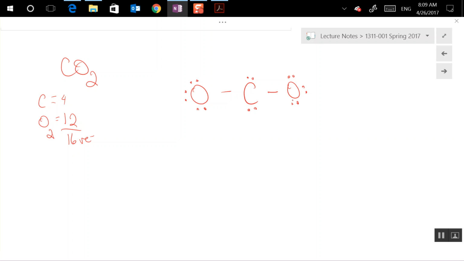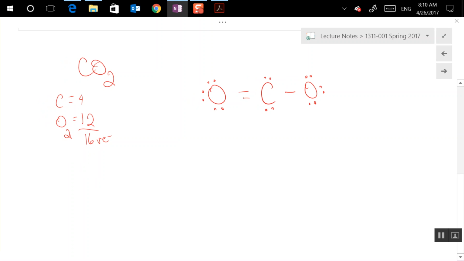So we could not have an expanded octet on carbon. Okay. So if I'm going to draw this molecule, I count the number of electrons that I have in the structure right now, which is 20. Okay. And then I reduce the number from 20 to 16 by making bonds.